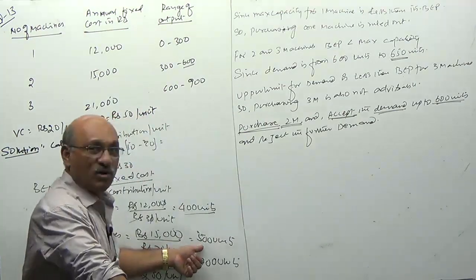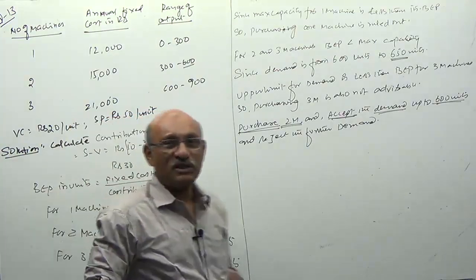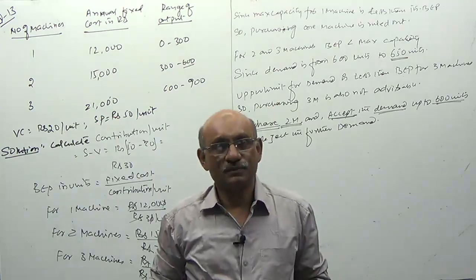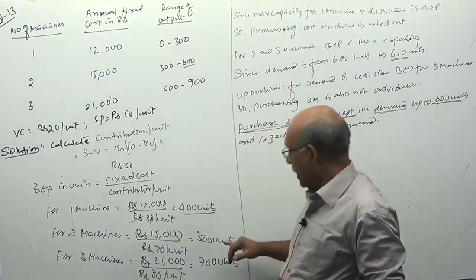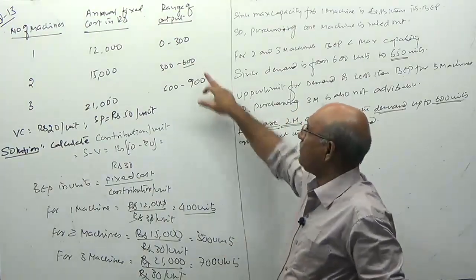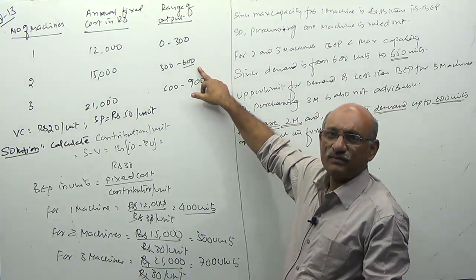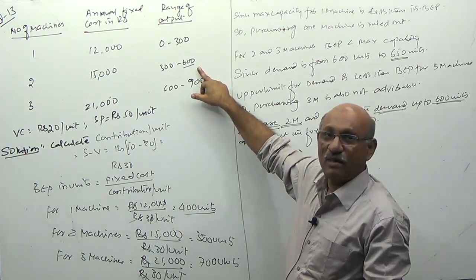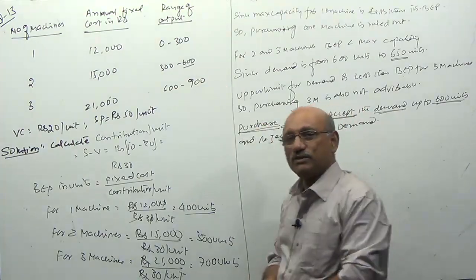Only one option left over for us, purchasing of two machines. With this option, purchasing of two machines, sir, how much demand can I accept? What is the maximum demand we can satisfy with two machines? Only 600 units. Only 600 units demand I can accept or I can satisfy with two machines.